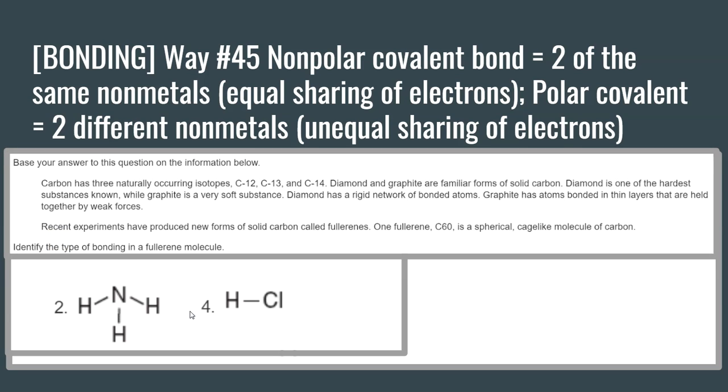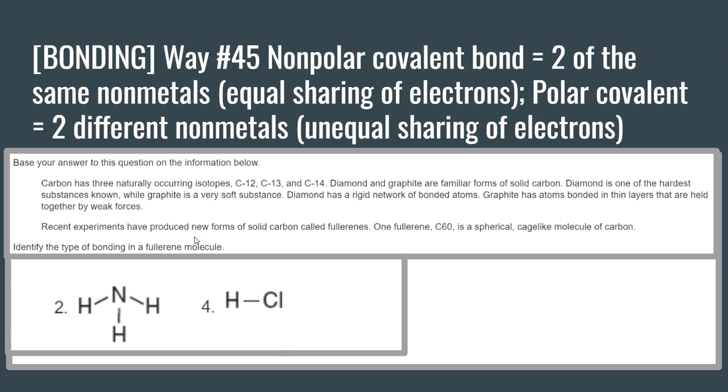Carbon has three naturally occurring isotopes, C12, C13, and C14. Diamond and graphite are familiar forms of solid carbon. Diamond is one of the hardest substances known, while graphite is a very soft substance. Diamond has a rigid network of bonded atoms. Graphite has atoms bonded in thin layers that are held together by weak forces. You should be thinking allotropes when you read this problem. Same exact substance with different chemical properties because they are in different chemical structures.